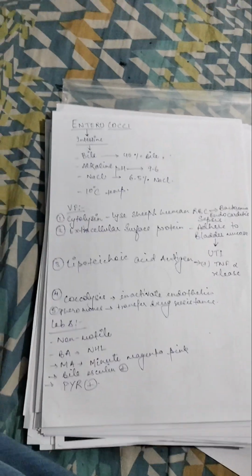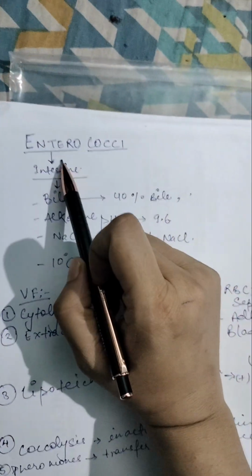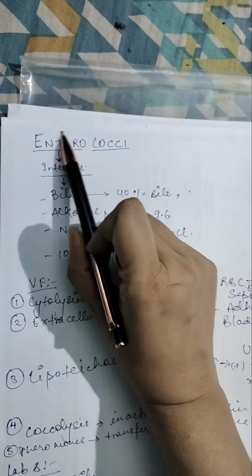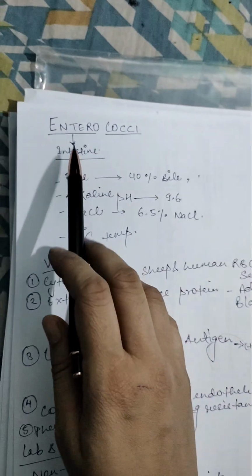Hello, guys. Today the topic is Enterococcus, and I will try to make this topic as easy as I can. Starting with the name of this bacteria, which is Enterococci. Entero means intestine, so this cocci is the bacteria which resides in the intestine.